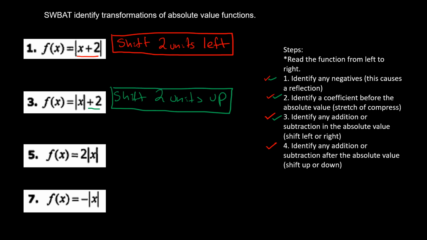All right, let's do number 5 in blue here. Okay, and I apologize, let's check this off here. Let's do number 5 in blue. So first identify, do we have any negatives? Nope, no negatives, we're done there. Identify coefficient before the absolute value. Look, check it out. I've got that 2 there. So that's going to be a stretch, right? It's a positive number greater than 1, so it's going to be a stretch by 2.